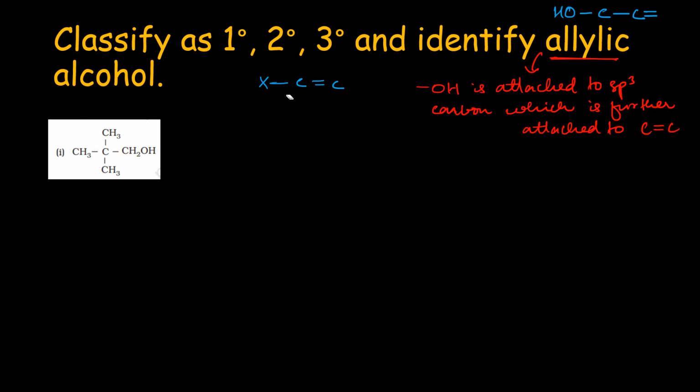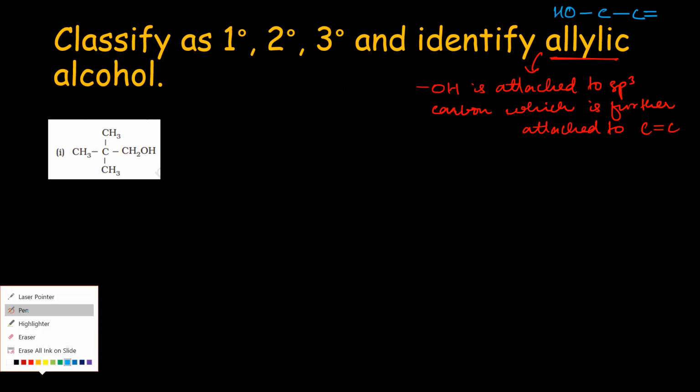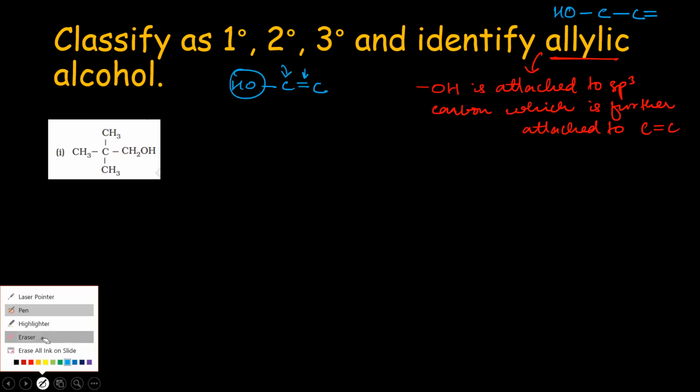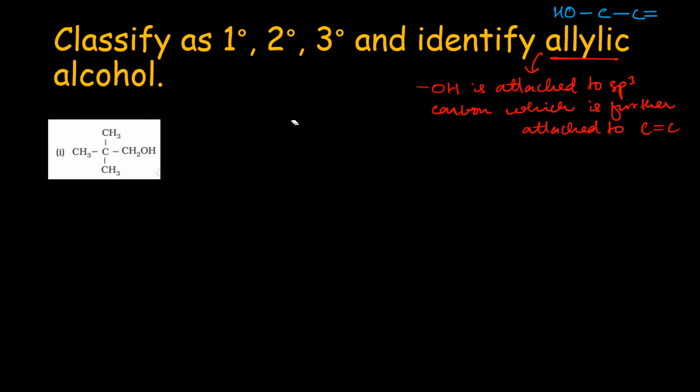And if it is otherwise, this is the vinylic case. In the vinylic case, you will have OH, carbon double bond carbon. So the carbon atom to which the OH is attached is itself having the double bond. But here we have one carbon between the double bond and OH. One carbon between the double bond and OH.